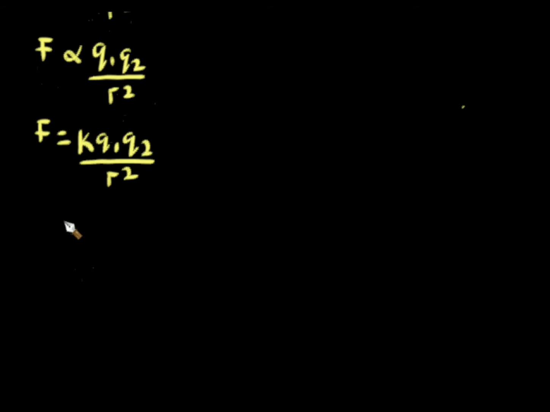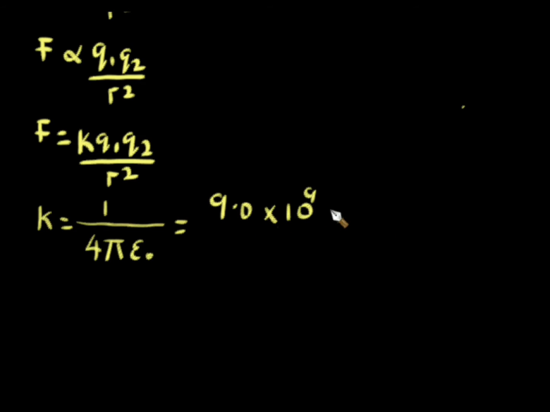Now, this K is not just any random K. This K has been assigned a mathematical value of 1 over 4 pi epsilon naught, and the value gives us 9.0 times 10 raised to power 9, and the units would be Newton meter square Coulomb inverse square.